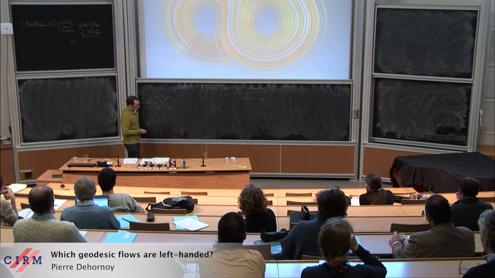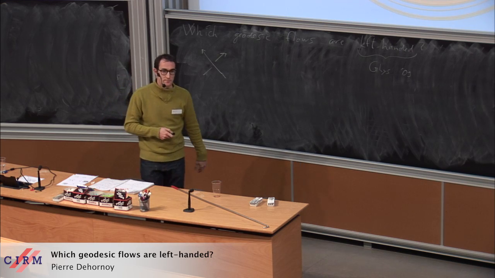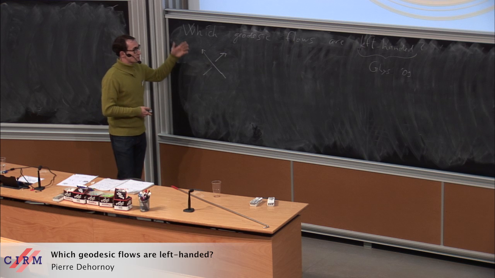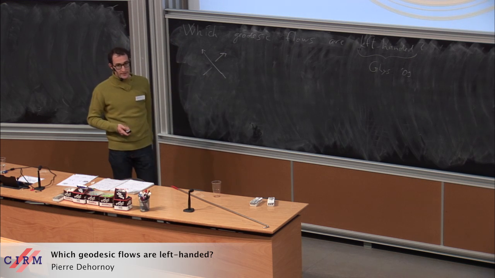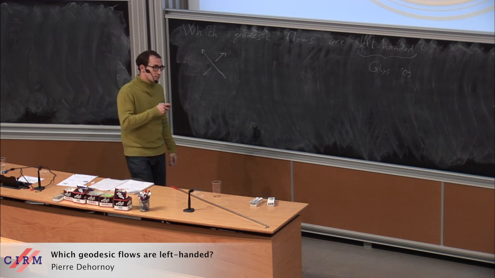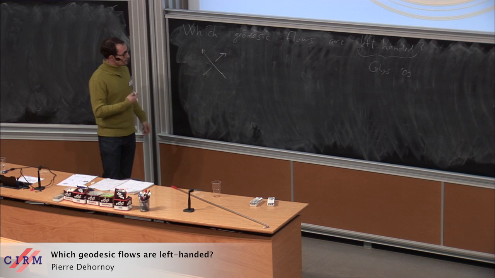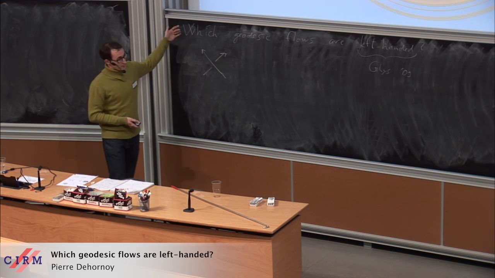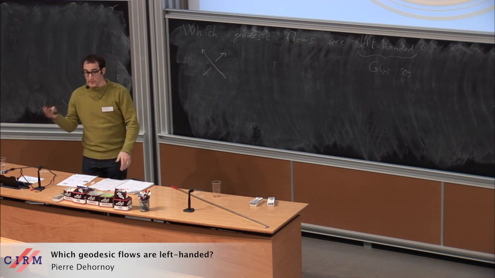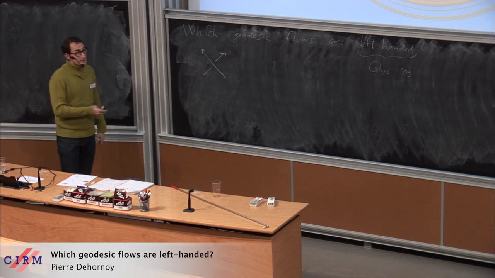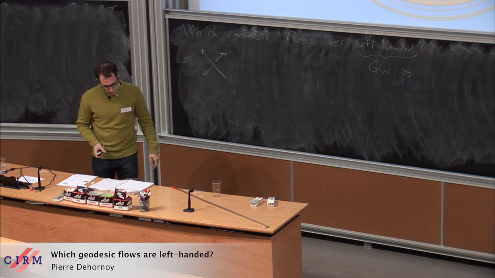And so the question is, if we have such a nice notion, do we have other examples? We'll see that it's natural to conjecture that geodesic flows are left-handed, and there are many geodesic flows. So it's the goal of the talk to answer this question. I can tell you in advance that the answer is not always yes. The answer is it depends, sometimes yes, sometimes no, and we will see some examples.